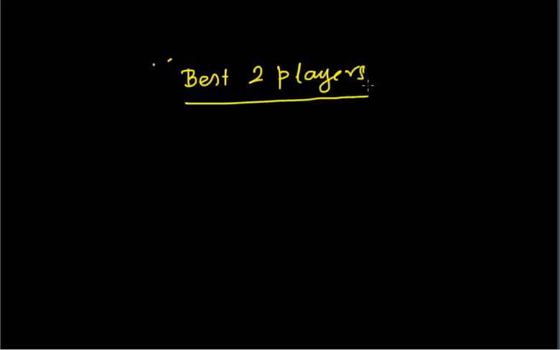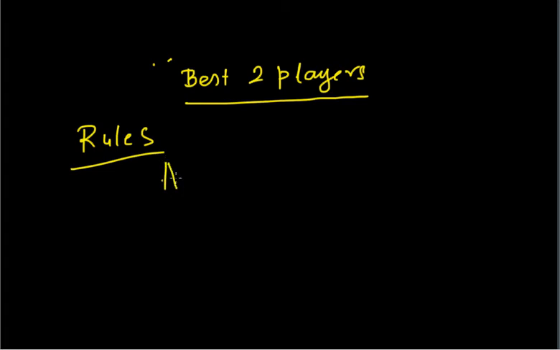So the problem statement goes like this. Suppose you want to send a team of Indian athletes for some games to the Olympics, and we want to choose the best two players. This is a two-player game. The rules of the game are like this.